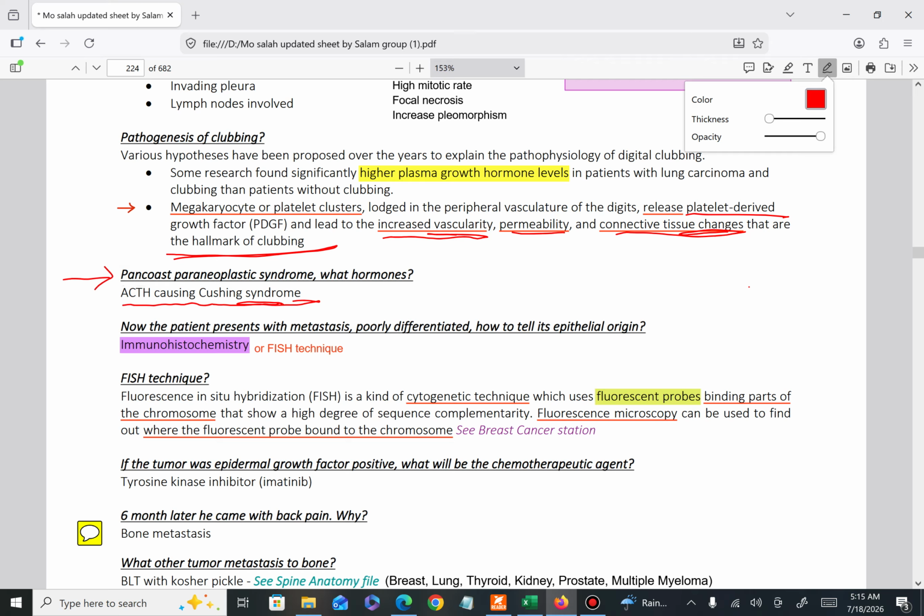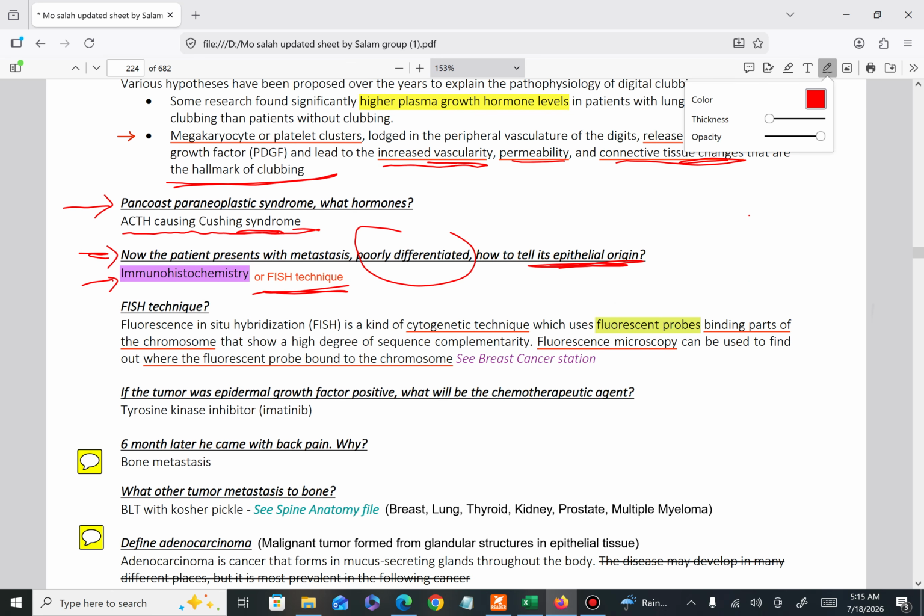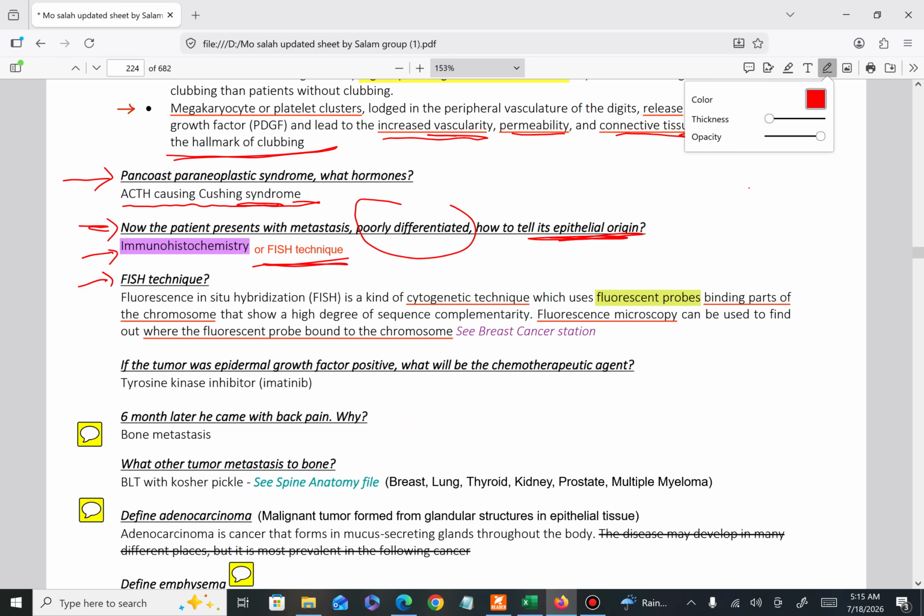Now the patient presents with mets poorly differentiated, how to tell its epithelial origin? Immunohistochemistry or FISH technique can be used to know about epithelial origin. Then what is FISH technique? It is fluorescence in situ hybridization.